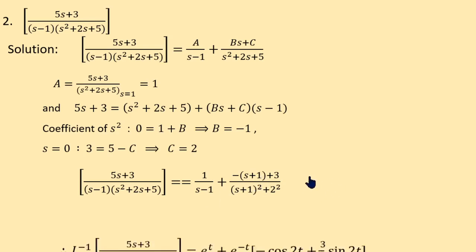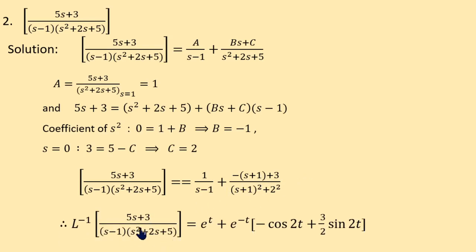And hence, the inverse Laplace transform of the given function: 1 by s minus a means e power at, its inverse is e power at, e power 1t. And s is s plus 1, therefore e power minus t into, replace s plus 1 by s. So s plus 1 is s means s by s square plus 2 square with minus sign. So minus s by s square plus 2 square, its inverse is cos 2t.